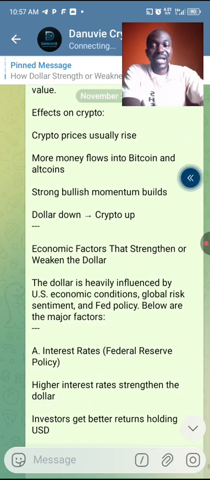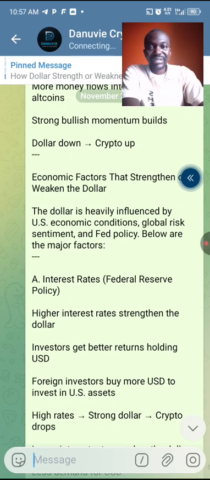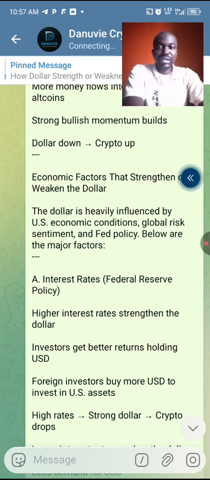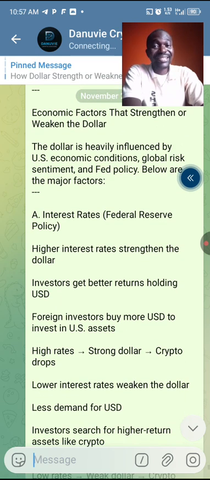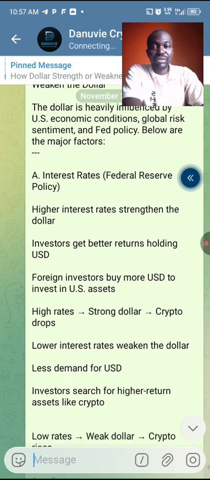So now we're going to look at the economic factors that strengthen or weaken the dollar. Let's see if we can run through this quick. So the dollar is heavily influenced by US economic conditions, global risk sentiment, and Fed policy. Below are the major factors. Now let's look at the first one.